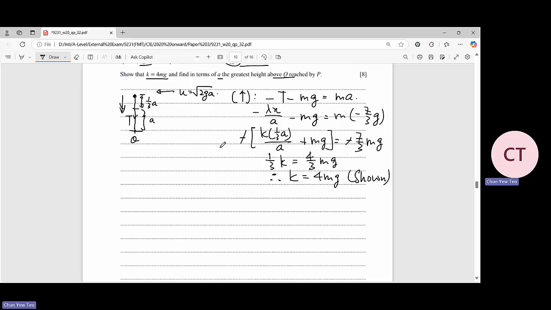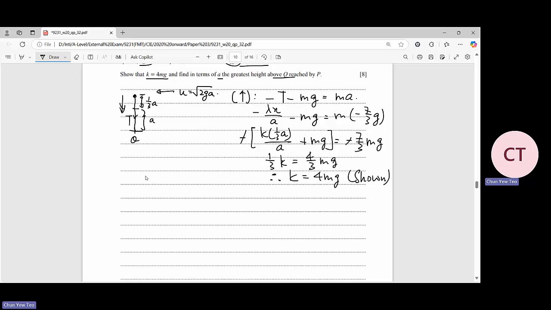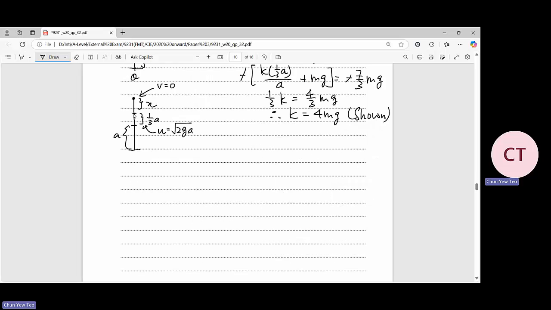Find the greatest height above Q reached by P. So for the greatest height, we need to consider another case. This is 1 over 3a. You need to reach the greatest height. This is the x, which we do not know. When you reach the greatest height, your v is 0. Over here, your u is still square root of 2ga, and your natural length is a. So we need to consider this distance.